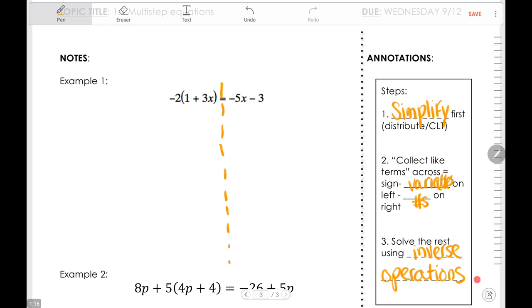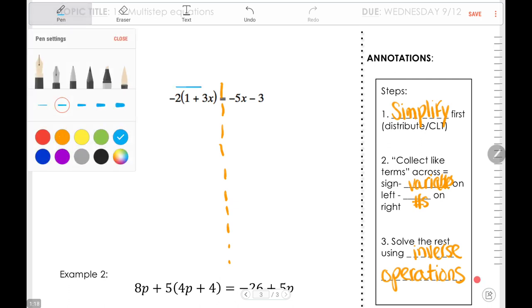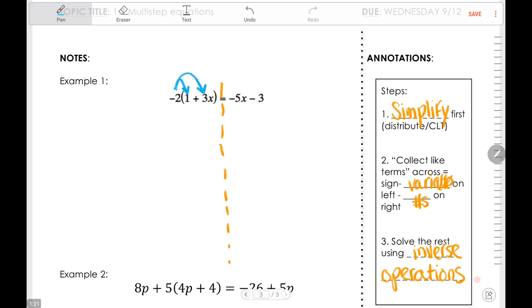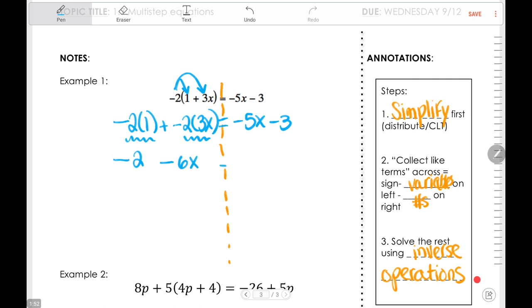Alright, here we go. So, distribution. Let's simplify first, as step 1 says. I get -2 parentheses 1 plus -2 parentheses 3x equals -5x minus 3. There's no distribution on the right, so I'm just going to keep it that way. All right, let's go ahead and simplify these. So I get -2, and then plus a -2 times 3x. I'm just going to write that as -6x. And again, we haven't done anything to the right side yet, so here we go.